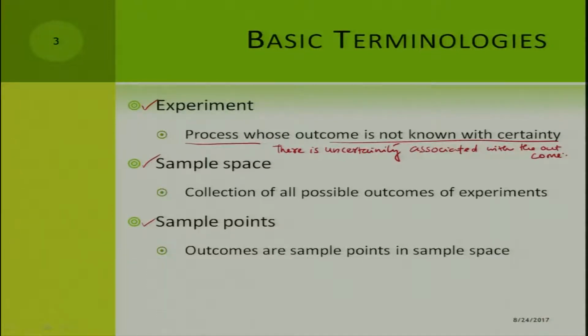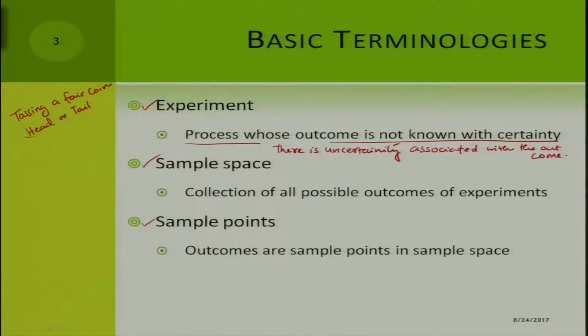A simple example of this is tossing a fair coin. In a fair coin, when you make a toss, you can either get a head or a tail. If you make a toss now, you do not know whether it will be a head or a tail. It can be head, it can be tail. So, the outcome is not known with certainty. You cannot really say it is going to be head; it could be head or tail. So, an experiment is any process like that, and this is an example of an experiment.